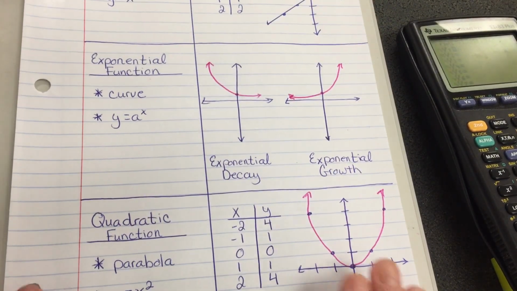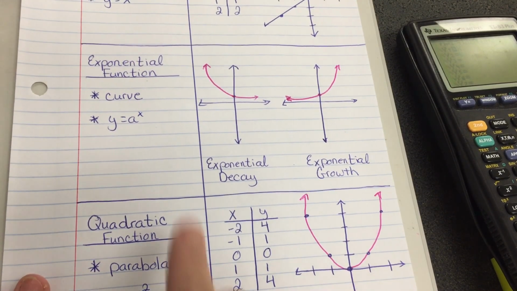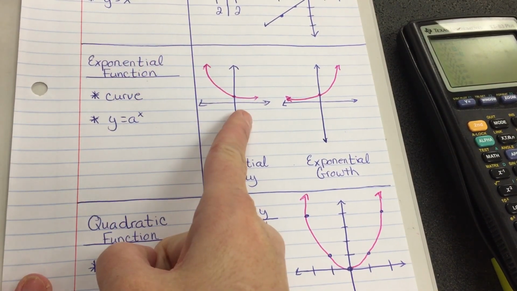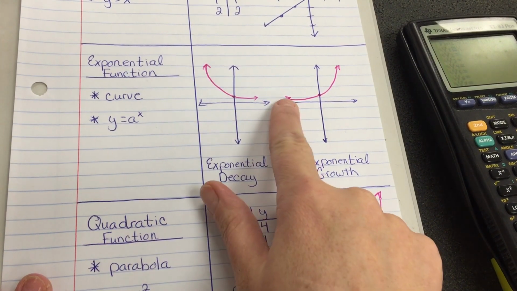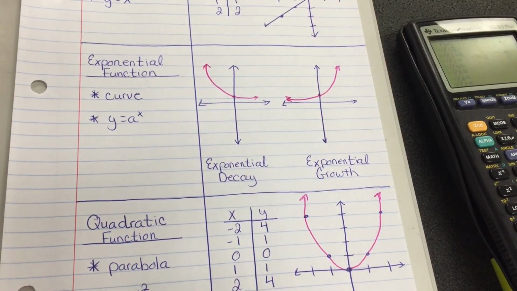All right, exponential function. An exponential function is a curve, and it is a to the x power. Exponential decay, it goes up and you have a large drop. Exponential growth, you're going to grow real slow and then boom, you're going to have a really large growth.